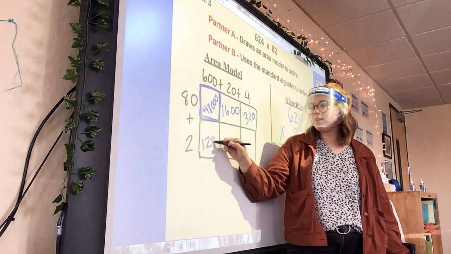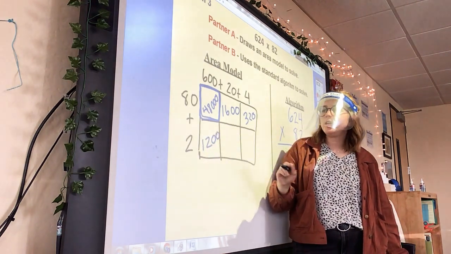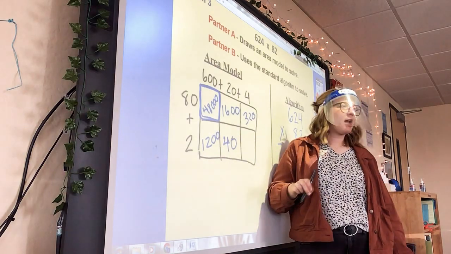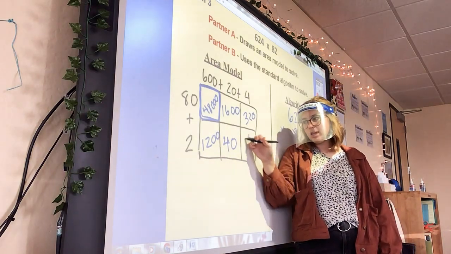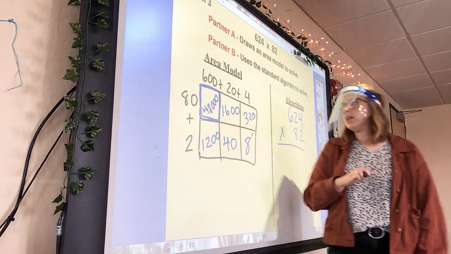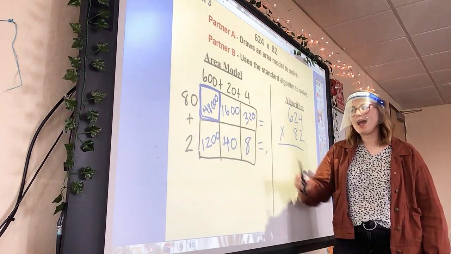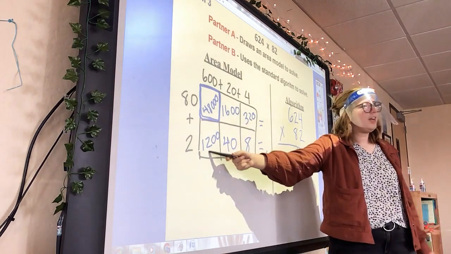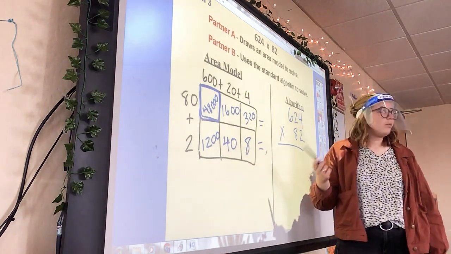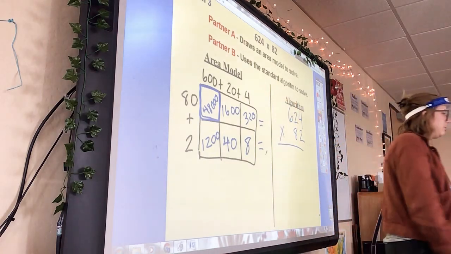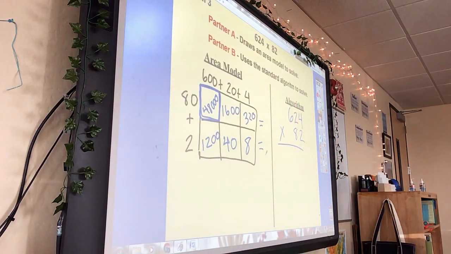12. And there's 2 zeros, so it becomes 1200. And then 2 times 20, 40. 2 times 4. 8. Okay. Once you get those, please find the partial products by adding up row 1, adding up row 2. And then once you find the two partial products, add them together to get the final answer. It should match your answer from the standard algorithm.